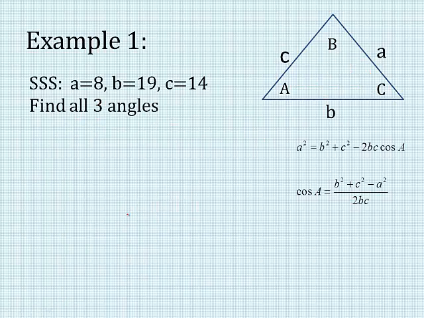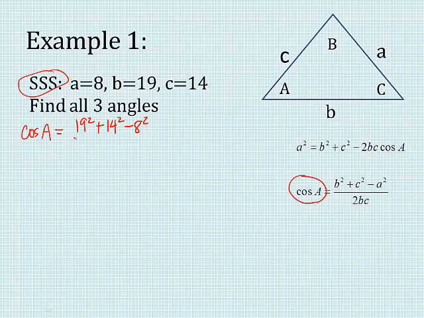All right, so let's look at this. Side, side, side. Notice I don't have any angles. I have to find my angles. I couldn't use law of sines because I have to know the angles, so I can use law of cosines. So what I'm going to do is use this second formula down here. Let's find angle A first. Cosine of A equals, well, b squared, that's 19 squared, plus 14 squared, minus 8 squared, over 2 times b times c.